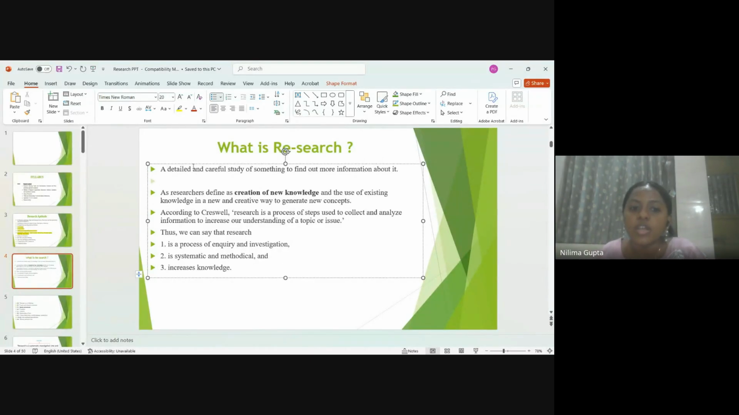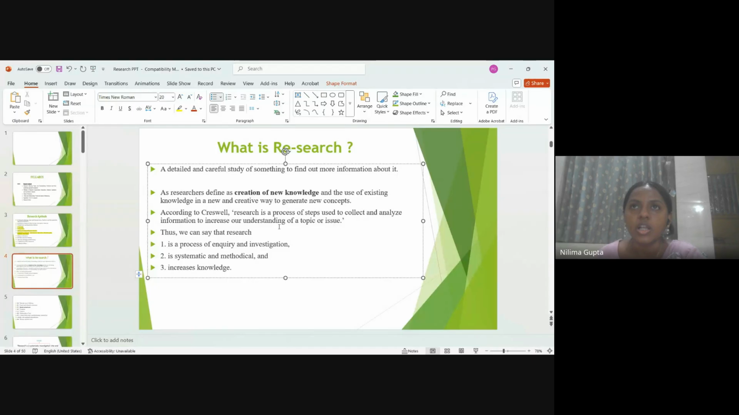That is why it is a very detailed and careful study of something to find more information about it. So research is defined as the creation of new knowledge using the existing knowledge which is already there. Using that knowledge, we are creating something new, and it is a creative way to generate new concepts. According to Creswell, research is a process of steps used to collect data from various methods and sources and analyze that information to increase our understanding of that topic or issue.